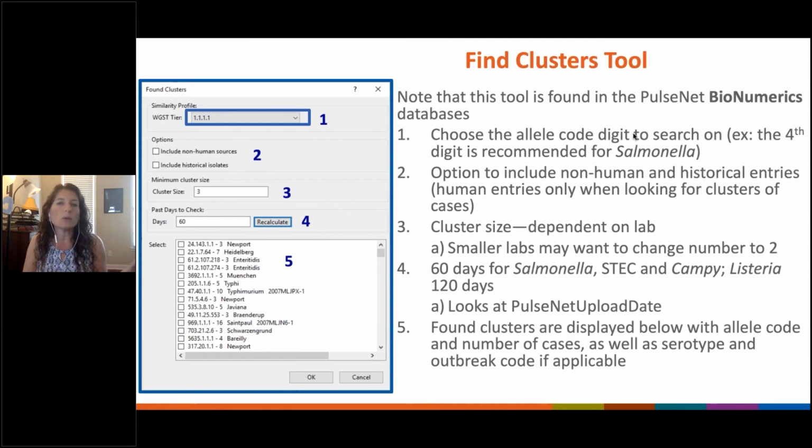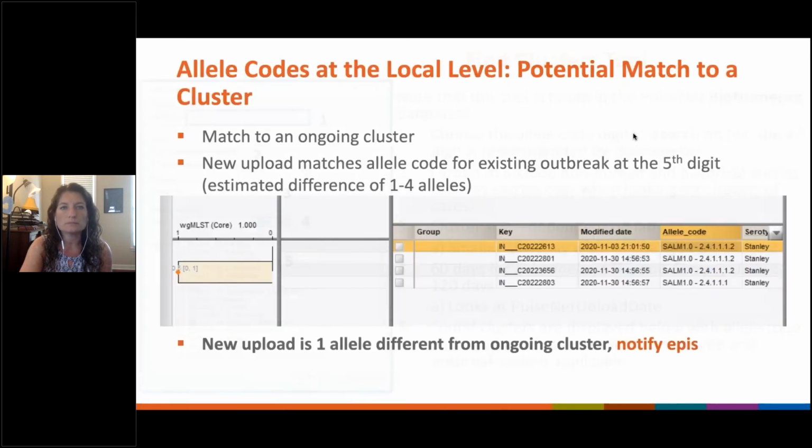Then, how many days do we want to look back? We typically look back 60 days. In smaller states, maybe they want to look back further. Then in your result set, when you hit recalculate, you'll see the allele code, the serotype, and an outbreak code that we have identified at the national level that's been downloaded in the local database, if there is one. That's always good to know too, because maybe you have a new sequence in your database and you say, oh, it matches this ongoing outbreak investigation. I need to let my epidemiologist know.